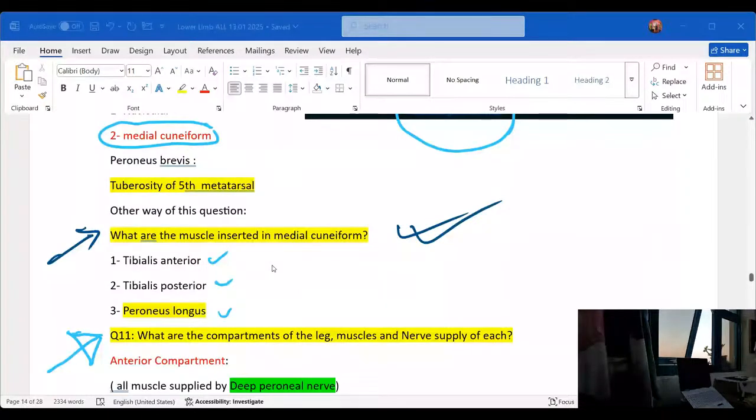What are the muscles inserted into the medial cuneiform? Tibialis anterior, tibialis posterior, and peroneus longus.